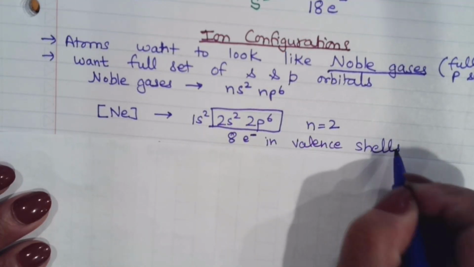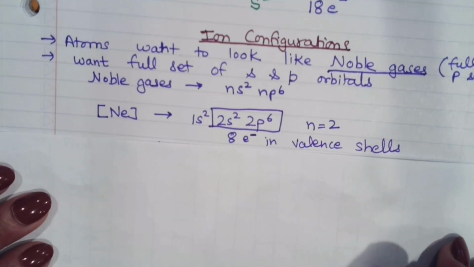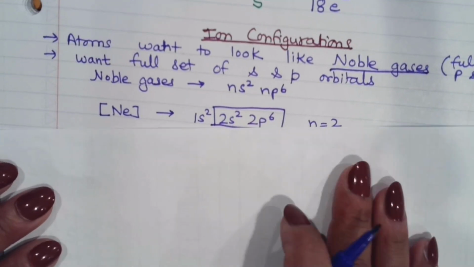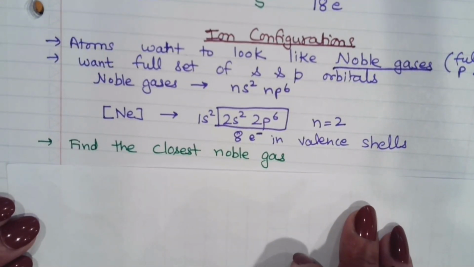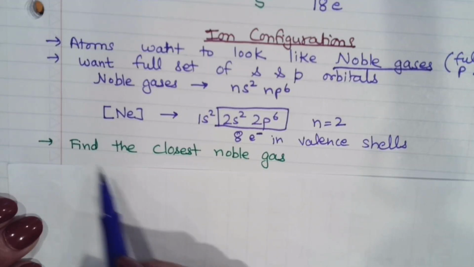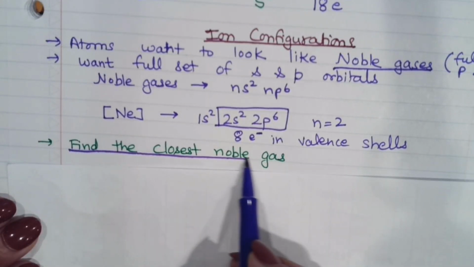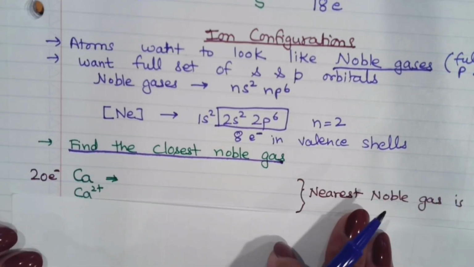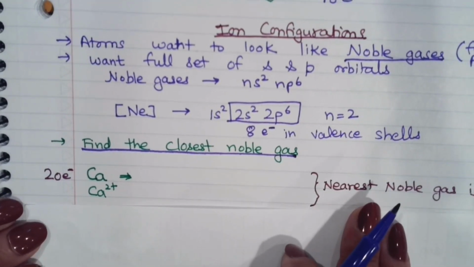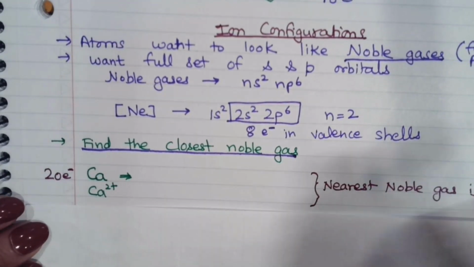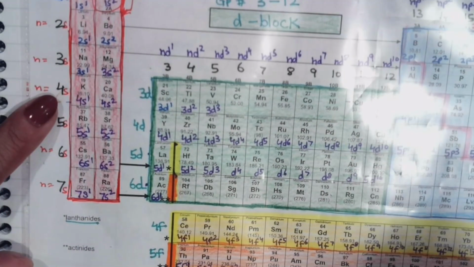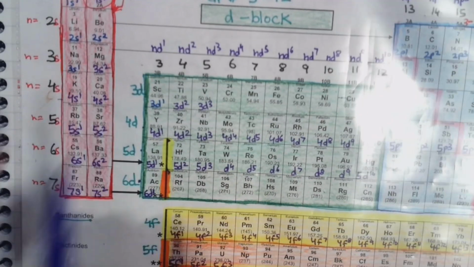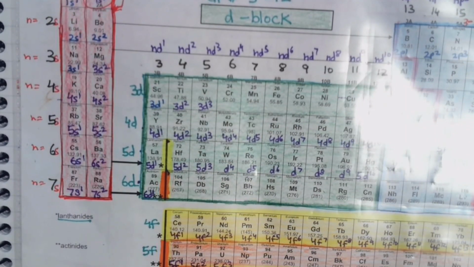And all the atoms want 8 electrons in their valence shell, right? So how do we write the ion configurations? The first step is to find the closest noble gas. Example, calcium has 20 electrons, right? And calcium is in the 4th period. So you can see calcium is in the 4th period.